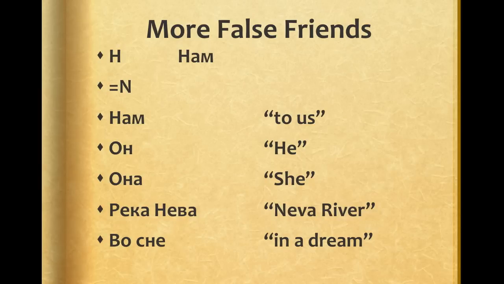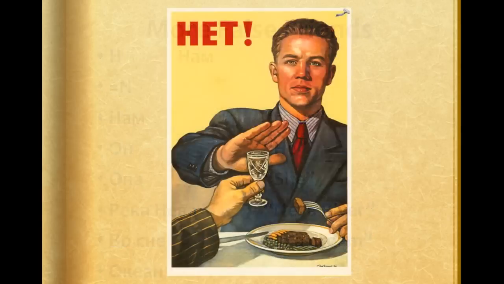Vasne. And lastly, Okean. How about you try and guess what you think that means? Any guesses? Ocean. Okay, now to this poster. What do you think he's saying here? He's saying нет. What do you think he's saying нет to? Вот водка. Водка. И он говорит нет.